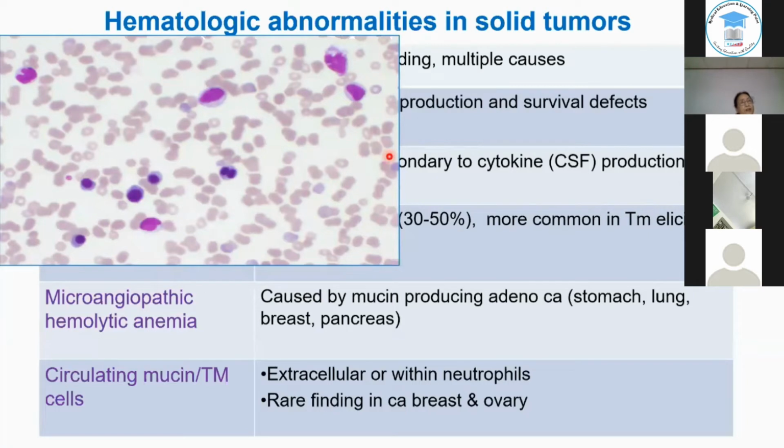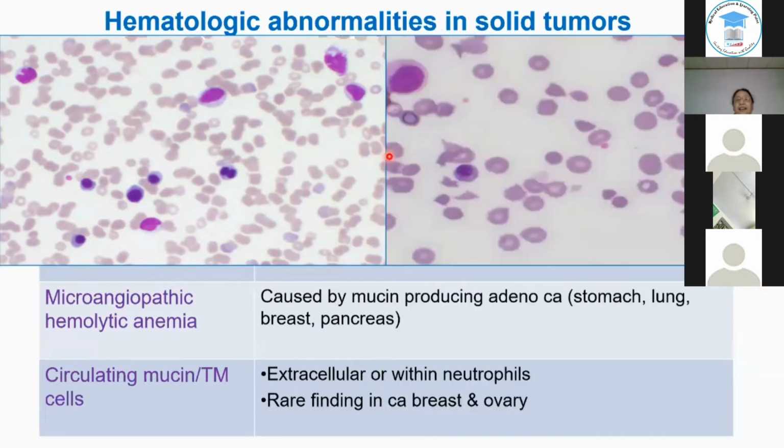Then you may also get microangiopathic hemolytic anemia. It is generally caused by those tumors which produce mucin, like carcinoma in stomach, lung, breast, or pancreas. And here you get these typical schistocytes, along with abnormal cells of immature myeloid series as well as normoblasts.